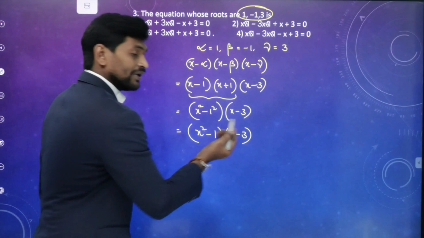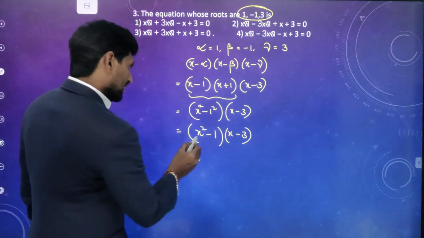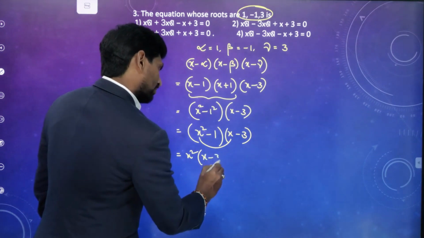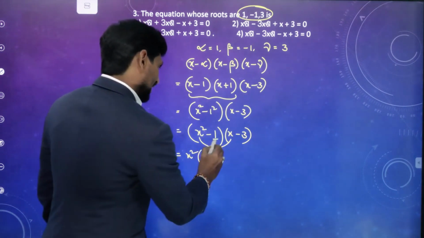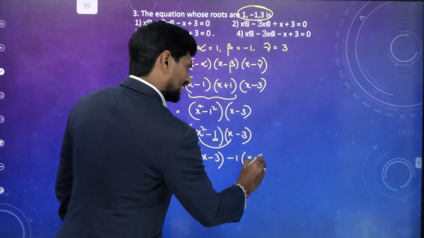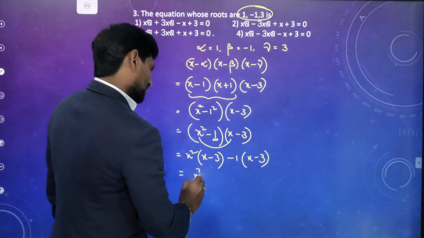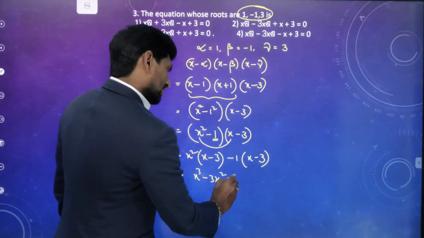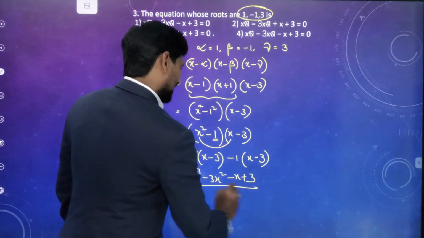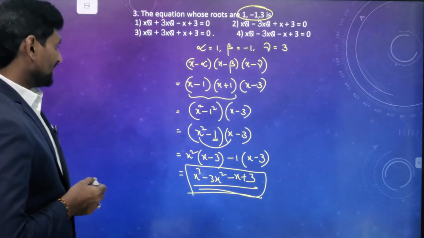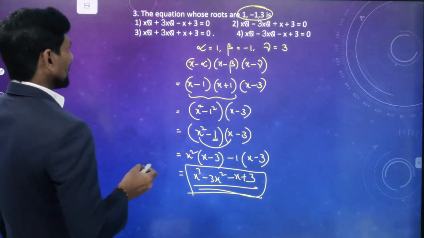Okay. Now x square minus 1 square, the value is 1 itself. Now this is binomial into binomial, we need to multiply x square into the entire second binomial x minus 3, and -1 into the entire second binomial x minus 3. Now x cube minus 3x square minus x plus 3. There are no like terms, this is the required answer. x cube minus 3x square minus x plus 3 is the last option.